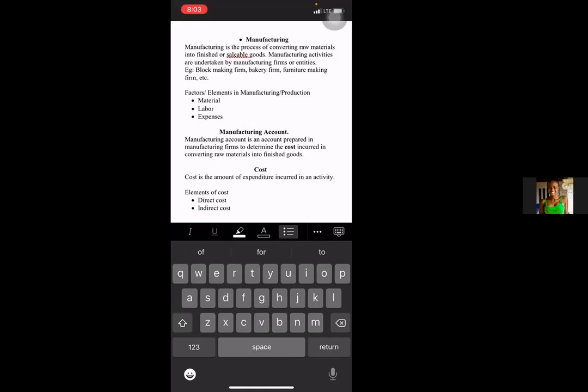Now we look at manufacturing and cost. Manufacturing is the process of converting raw materials into finished goods, and cost is an amount of expenditure incurred in an activity. We've looked at the element of manufacturing and the element of cost. As an accountant, we are interested in knowing the cost and revenue. So you would first prepare a manufacturing account to know the cost incurred in converting raw materials into finished goods. So manufacturing accounts help us know the cost of production.